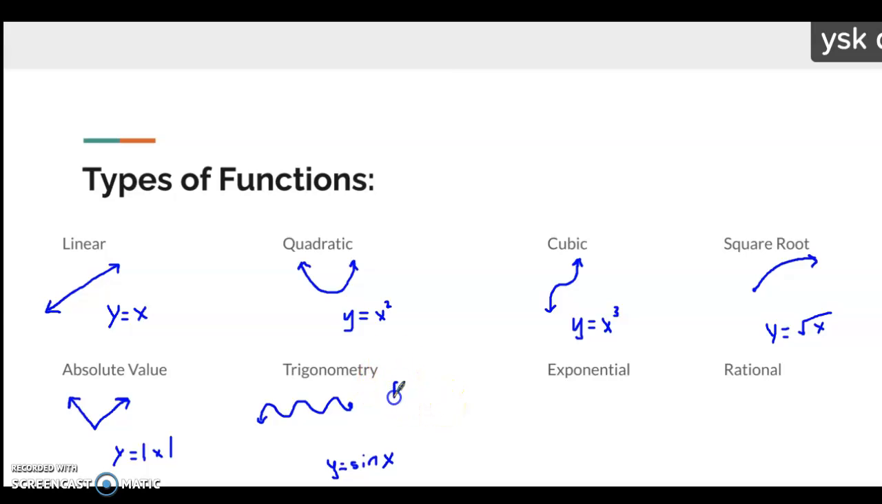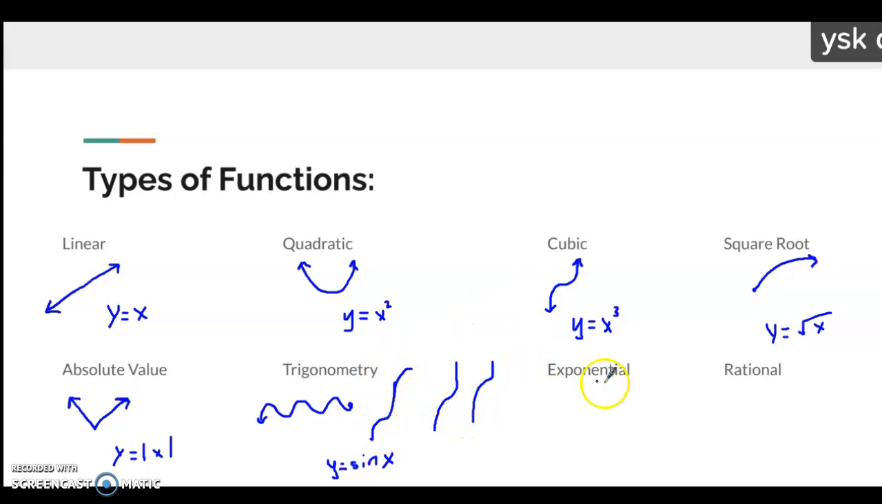Our cosine graph is going to look like this cubic function where it curves, but there will be starting points and stopping points. So it might look like this, and it has several of them because it has a beginning and an ending point.